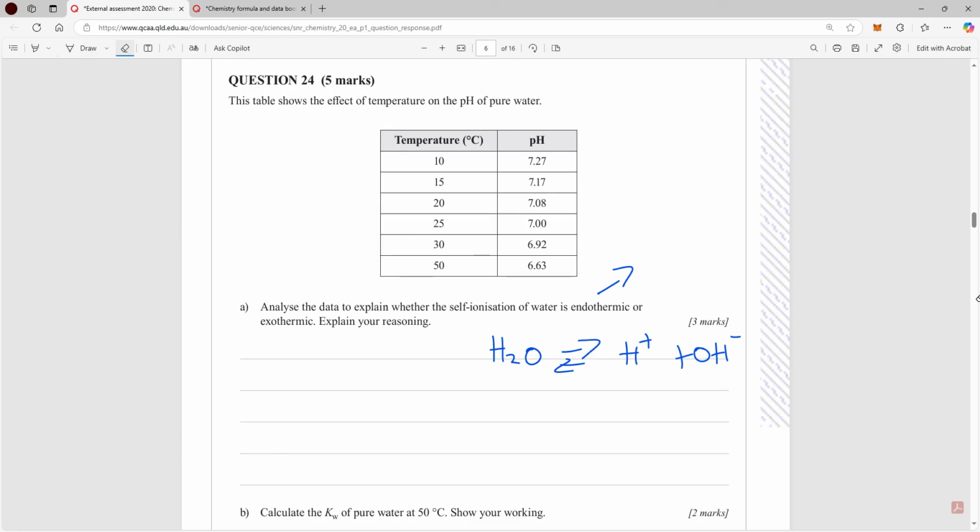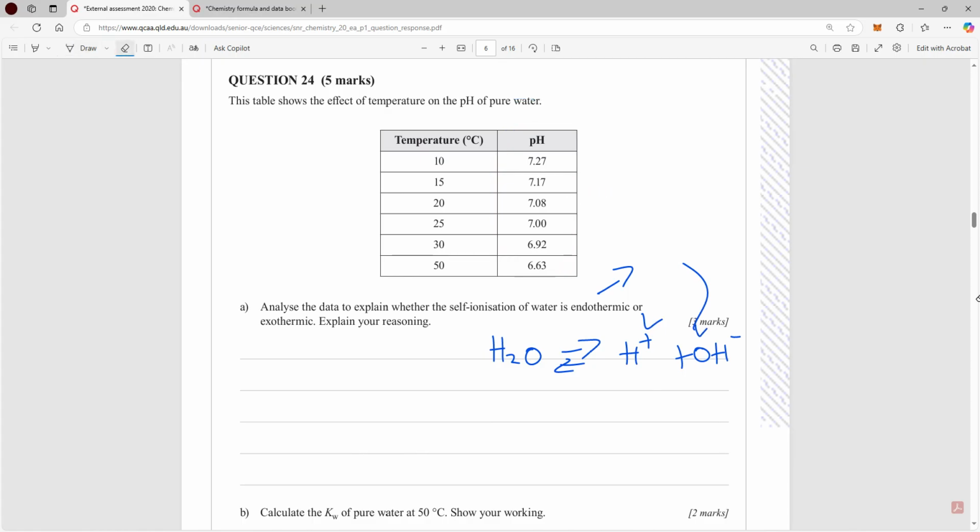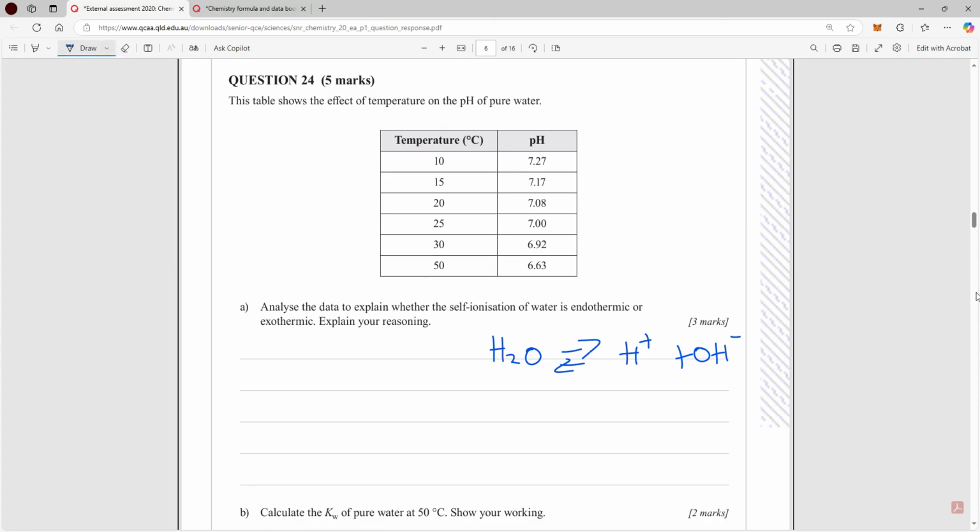Now we can only really examine that via the relationship between the pH and temperature, because the reason why pH is involved is because that's related directly to H plus and indirectly related to the OH. Okay, so as pH decreases, the temperature increases. So if we have pH decreasing, that means the H plus is increasing.